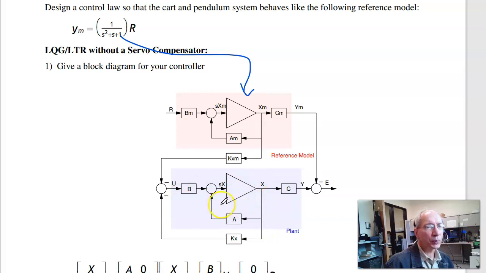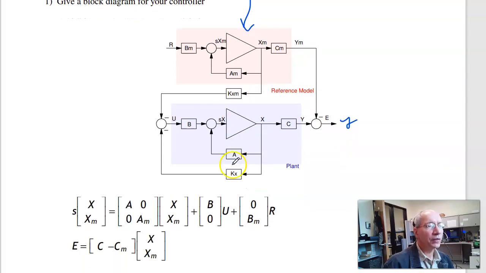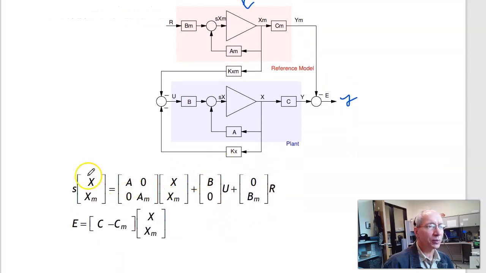I'll then take the plant's response, compare the actual output to the model's output, call that the error, and come up with the full state feedback gains, Kx for the plant and Km for the reference model. Pick these so that you minimize the error, the output y right here, while minimizing the input. So the first step is to form the augmented system. So here's the plant, the reference model. The error, this is the output of the system, is y minus y model.